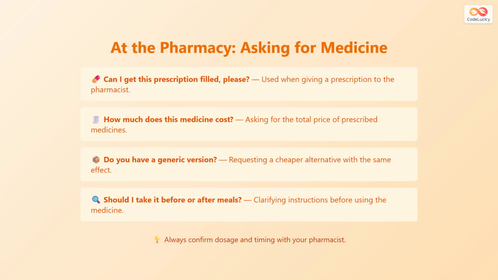When visiting a pharmacy, you can use simple English sentences. Say, "Can I get this prescription filled, please?" when you give your paper to the pharmacist. You can ask, "How much does this medicine cost?" to know the price. If you want a cheaper version, you can say, "Do you have a generic version?" To make sure you use it correctly, ask, "Should I take it before or after meals?" Always confirm the dosage and timing before using any medicine.